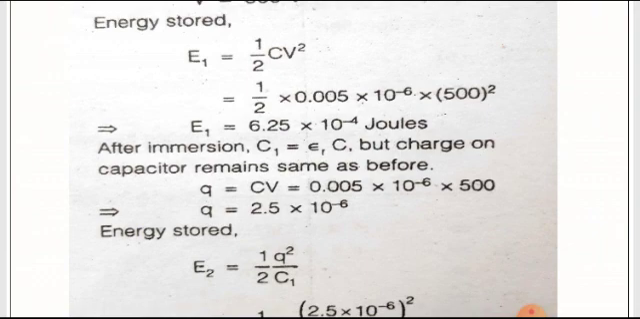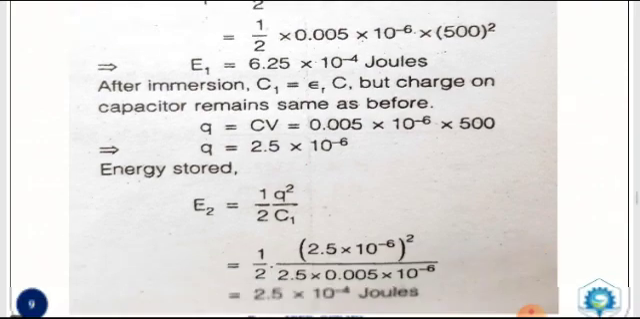The same charge will be there. The only thing which is changing is the capacitance, but the charge on the capacitor remains the same. Therefore, we can find out the charge, Q is equal to CV. So for Q, we are getting 2.5 into 10 raised to minus 6.